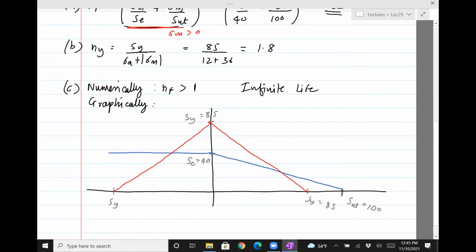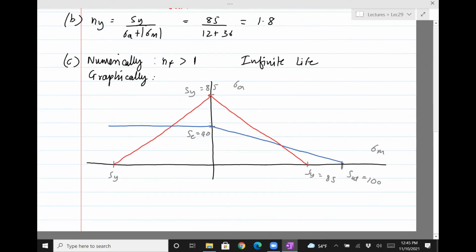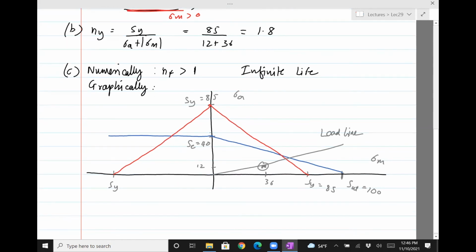Now let's put down where sigma A and sigma M are on this plot. This is sigma M, this is sigma A, the y-axis. In this case, sigma A is 12 and sigma M is 36. Maybe it's here, very approximate. If you want, you can draw the load line. You can see that it's clearly in the infinite life region. So what we wrote here is right, infinite life. That's another way of doing it.